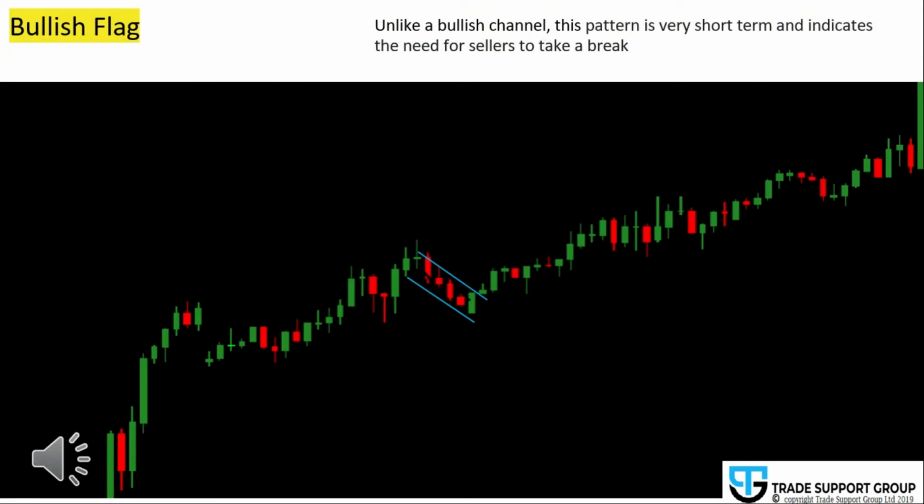Bullish flag formations are found in instruments with strong uptrends. They are called bull flags because the pattern resembles a flag on a pole. The pole is the result of a vertical rise in an instrument, and the flag results from a period of consolidation.